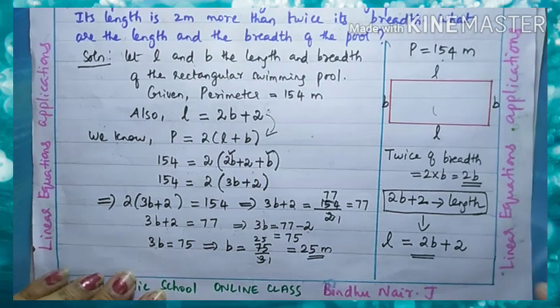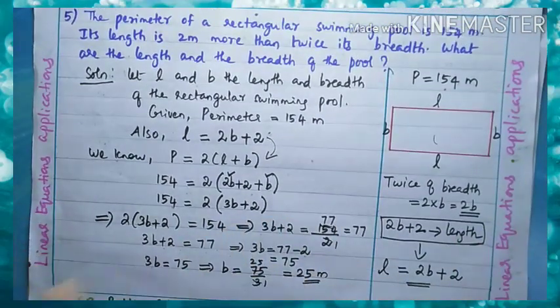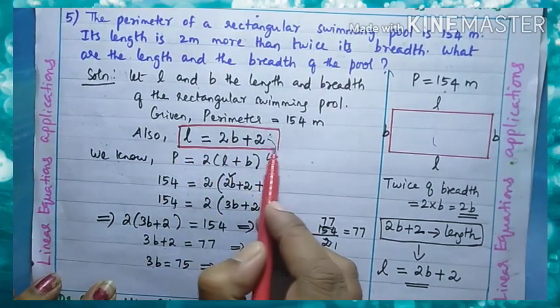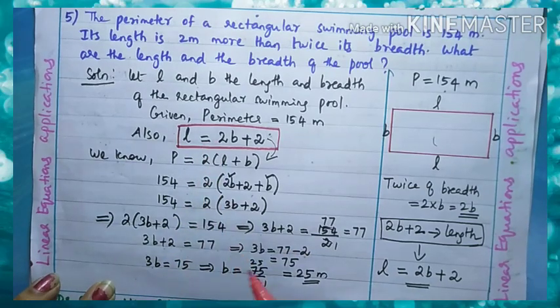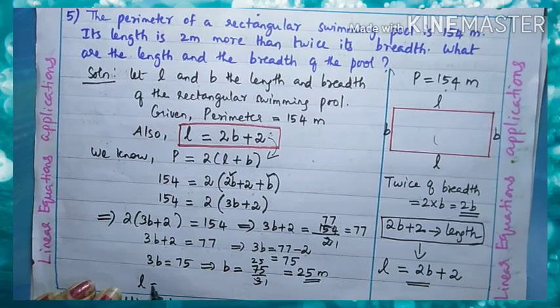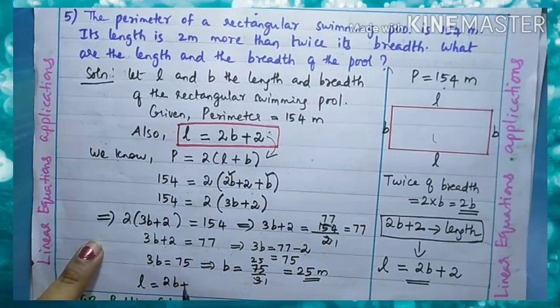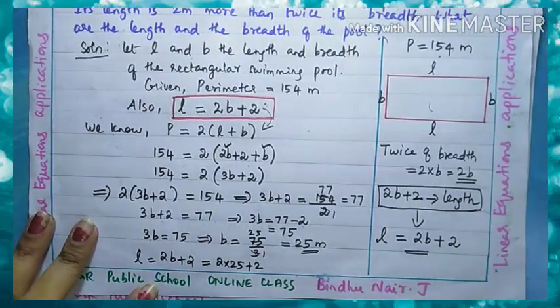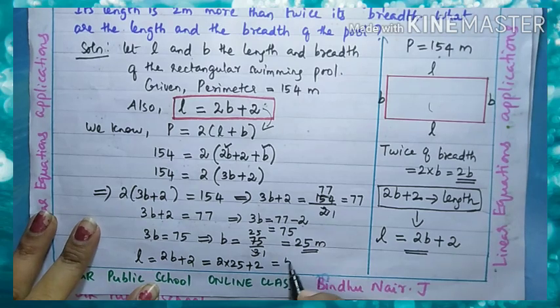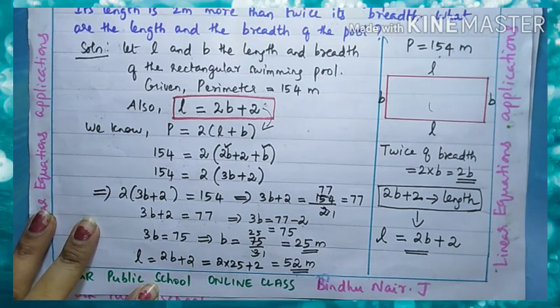Okay. So what is the length then? What is the relation we know about length? Length is equal to 2b plus 2, this is the important relation. From this relation we find the length. So L is equal to 2b plus 2, and instead of b I put 25. So 2 into 25 plus 2. Use the value of b here. What is 2 into 25? 50, correct? 50 plus 2 is 52. So 52 meters is our length.